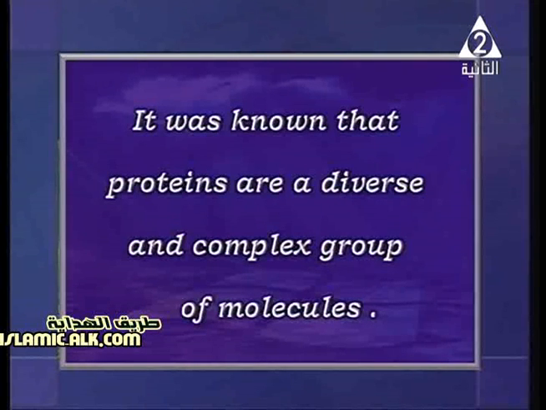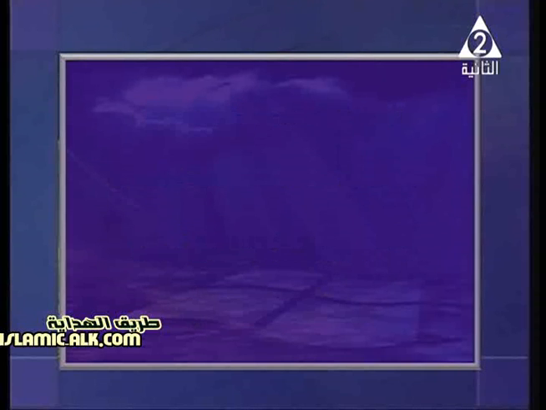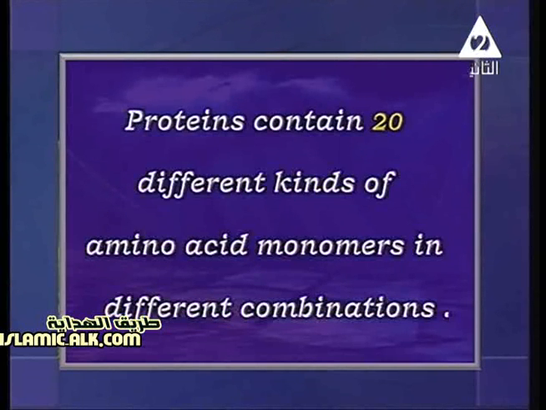It was known before that proteins are a diverse and complex group of molecules. They thought that proteins are very complex, very large molecules. But what happened after that? They found also that proteins contain about 20 different kinds or types of amino acids. Amino acids are the structural and fundamental units that form the whole structure of proteins.